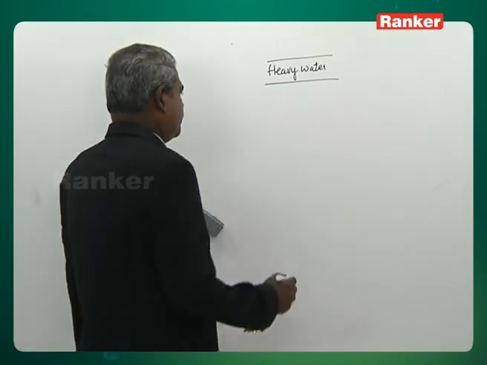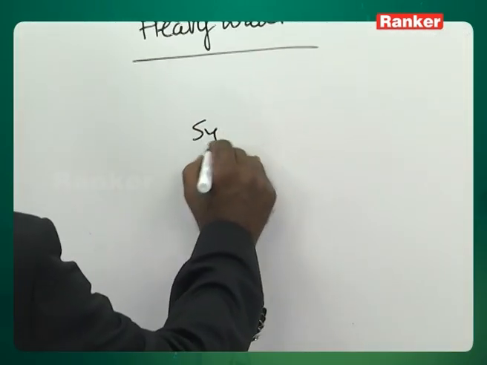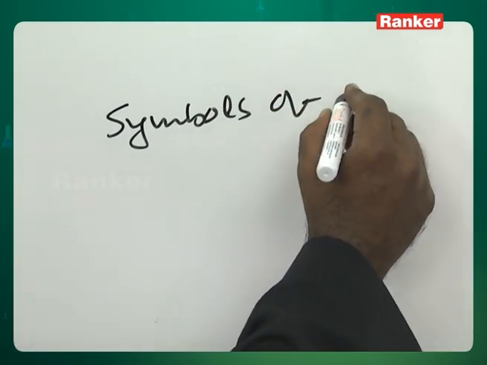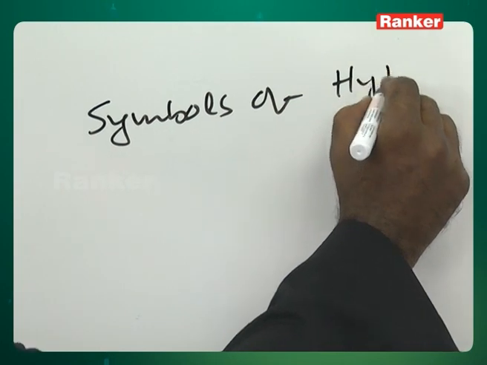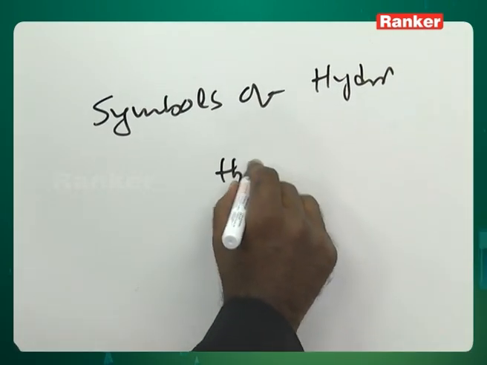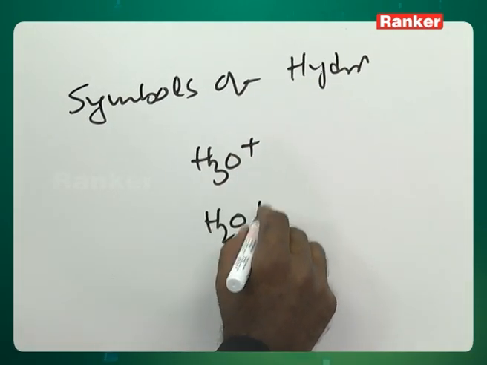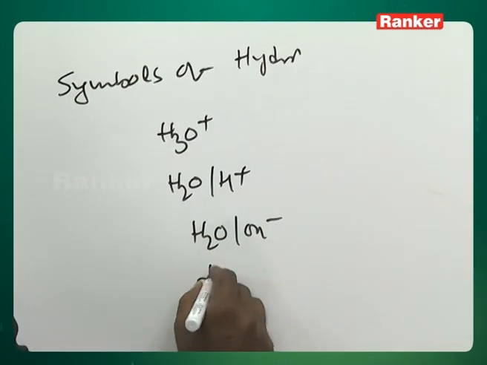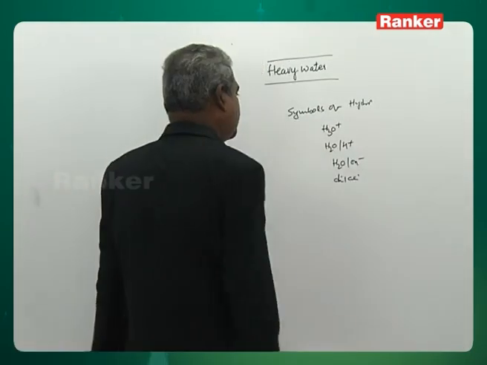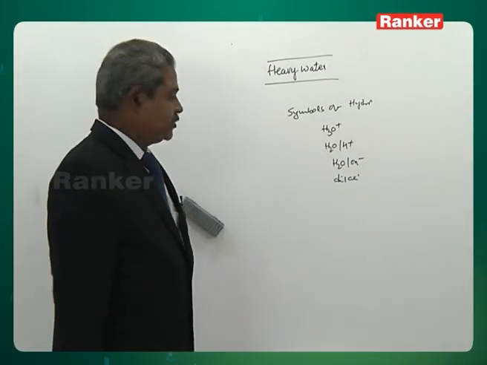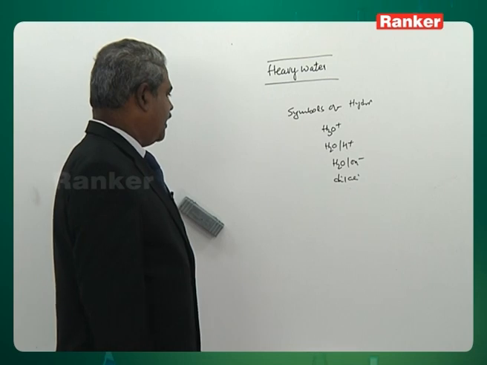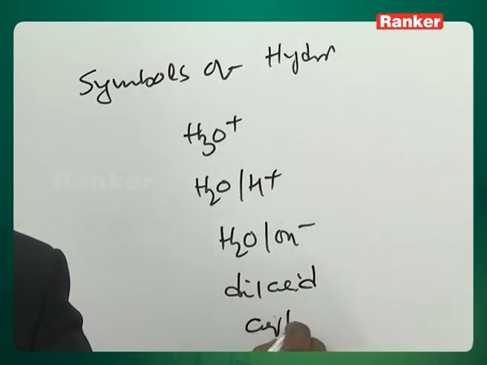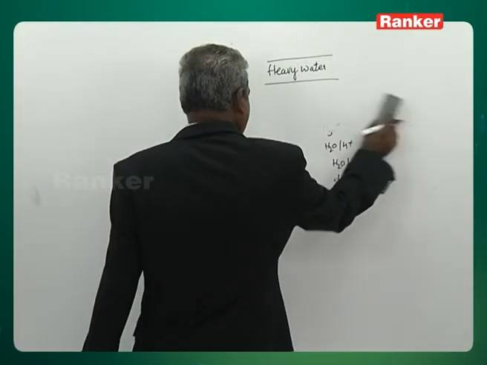And warning, the symbols for hydrolysis. No one will tell you that this is a hydrolysis reaction. Symbols of hydrolysis: you find H3O plus, H2O H plus, H2O OH minus, dilute acid sometimes. All these symbolize hydrolysis. H3O plus means hydrolysis. H2O H plus, dilute acid, aqueous base, all these are symbols for hydrolysis.